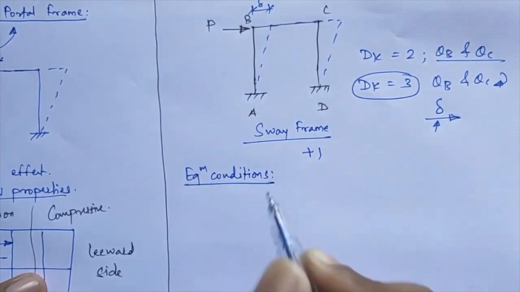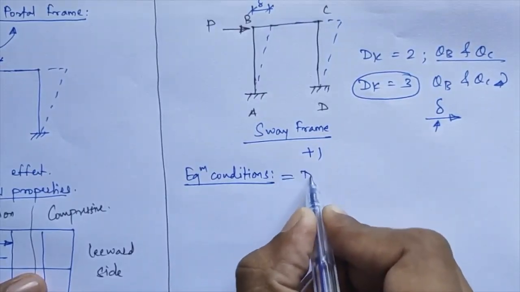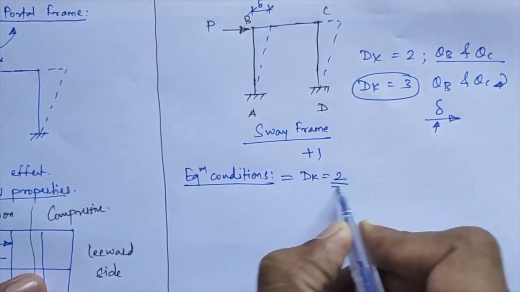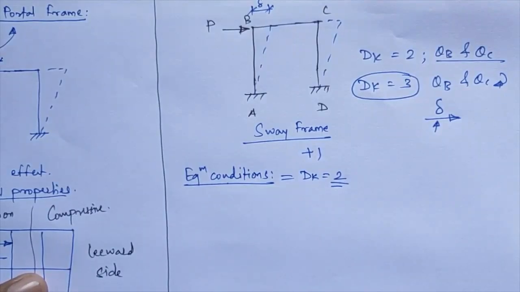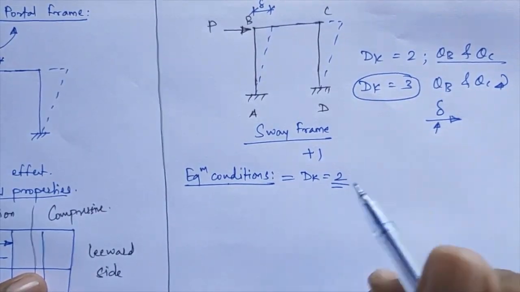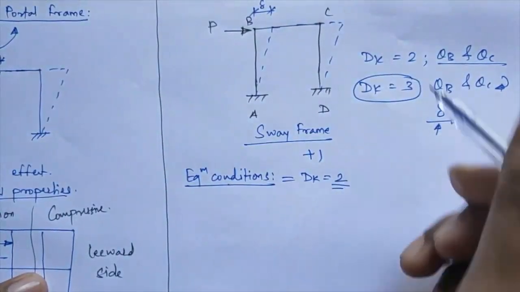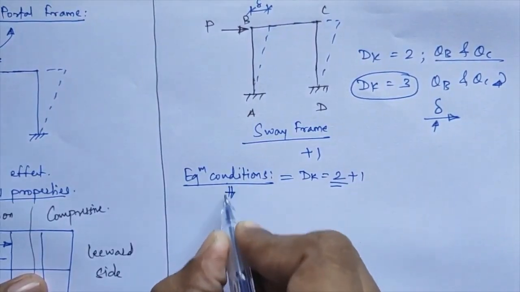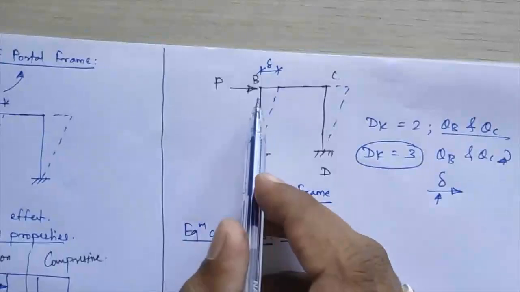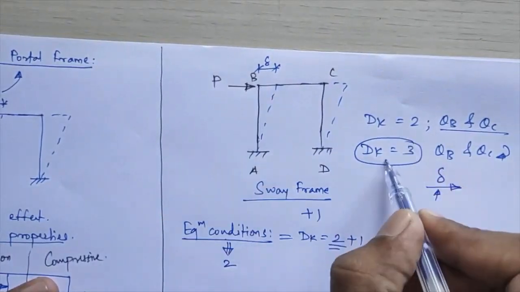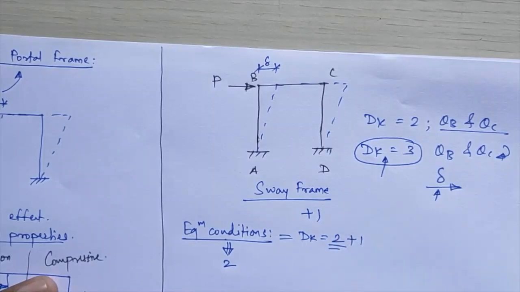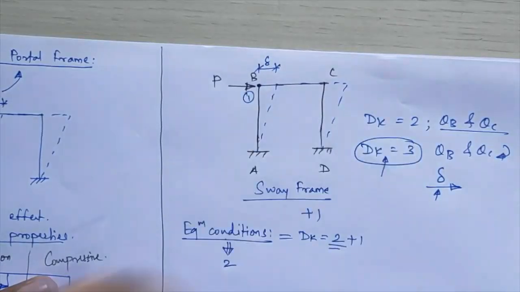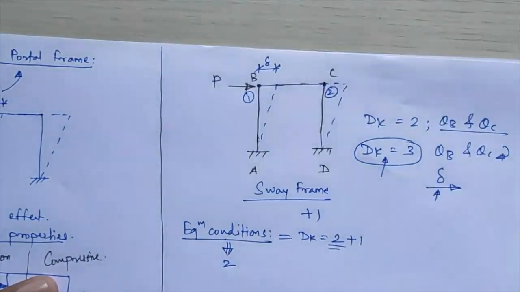I was saying that your equilibrium conditions will always be equal to your value of dk. That is, if your dk value is 2, you will have two conditions of equilibrium in the complete numerical. But here that case changes. What happens if this value increases by 1 in sway frames, but the equations remain only 2? If this is a sway frame, its dk value comes equal to 3, but its equilibrium conditions will remain only equal to 2. That is, the first condition will come at joint B and the second condition at joint C.